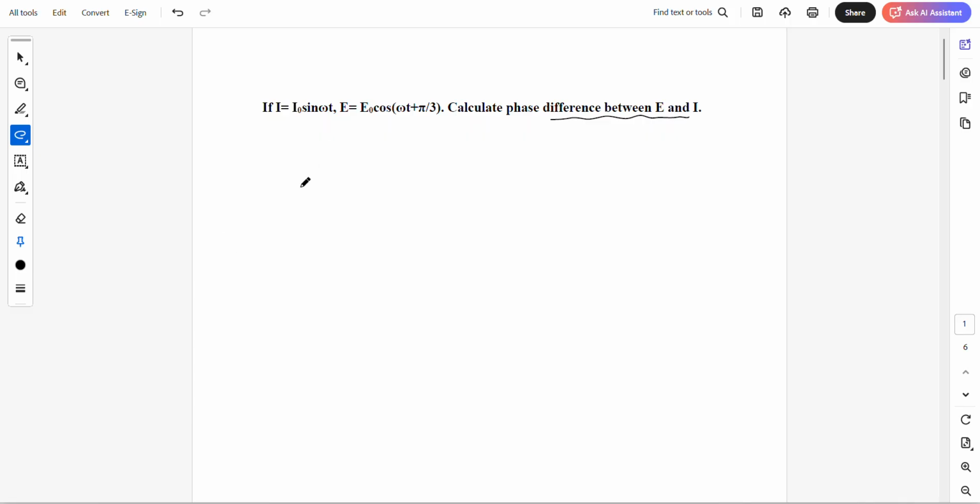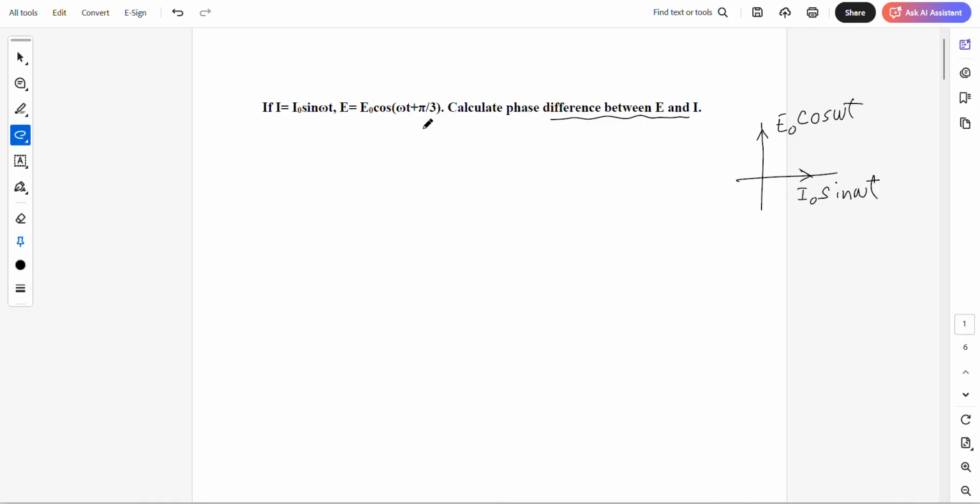Now how to write I is equal to I naught sine of omega t. First let me clear. If this is the x-axis and this is the y-axis, this is what I naught sine of omega t. Now what is this one? E is equal to E naught cos of omega t plus pi by 3, where cos of omega t will be coming in the positive y-axis. This will be what? E naught cos of omega t.